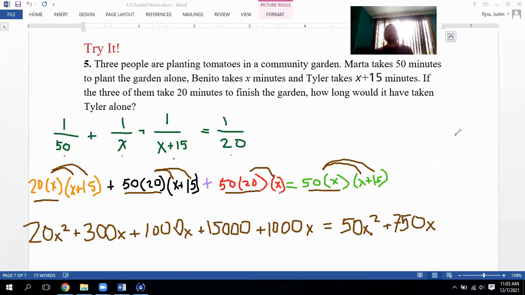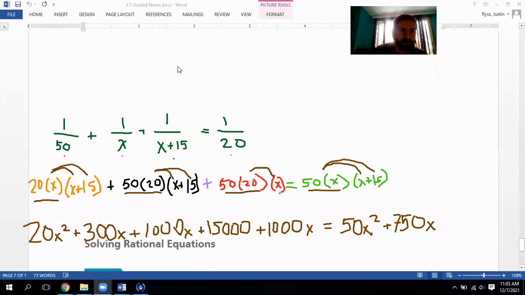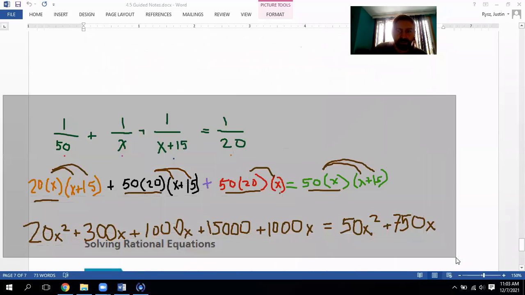Okay, so we distribute that out. Let's see, I need a little bit more room, so I'm going to scooch that down a little bit here. Take all the work.